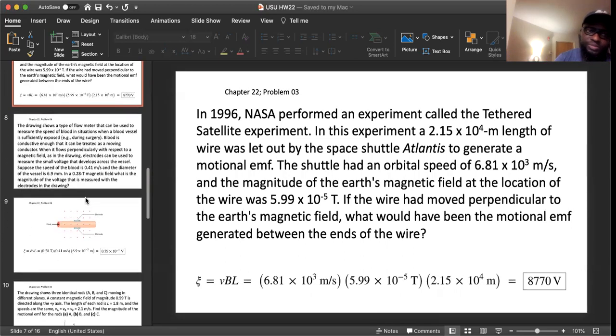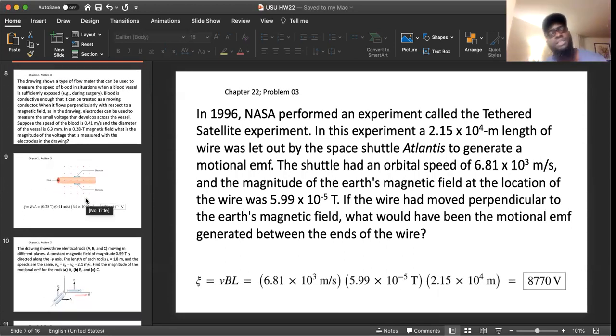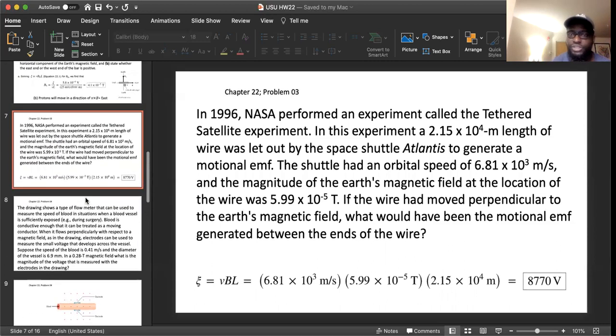Chapter 22, problem 3 says, in 1996, NASA performed an experiment called the Tethered Satellite Experiment, in which a 2.15 times 10 to the 4 meter length of wire was let out by the Space Shuttle Atlantis to generate motional EMF. The shuttle had an orbital speed. So the speed is given and the magnetic field is given. You are just asked to find the motional EMF. Motional EMF is just vBL, speed times magnetic field times length. That's straightforward for this problem.